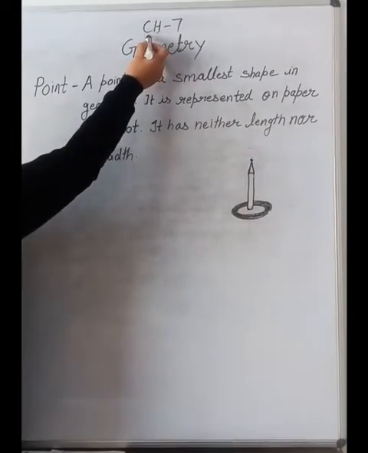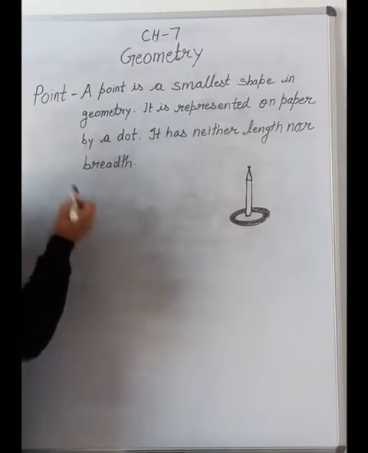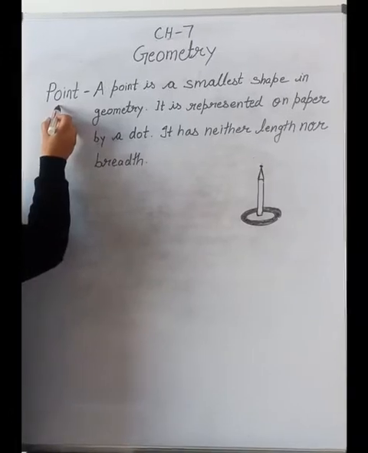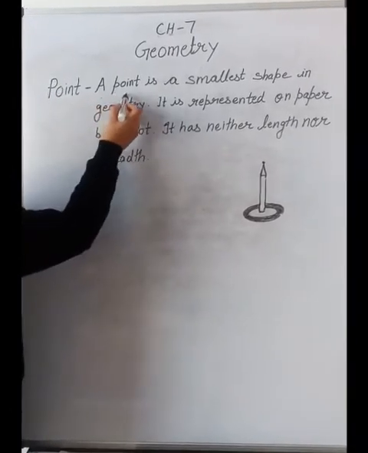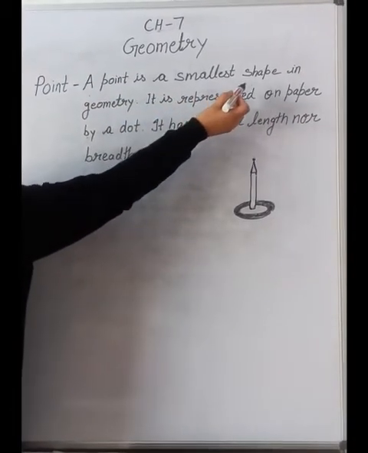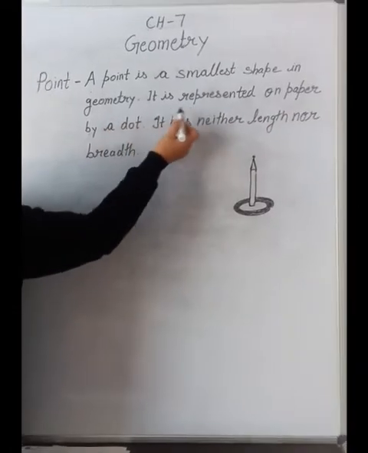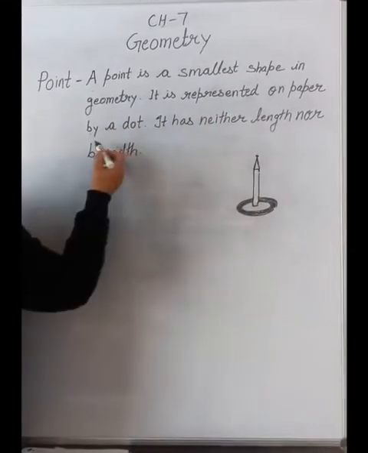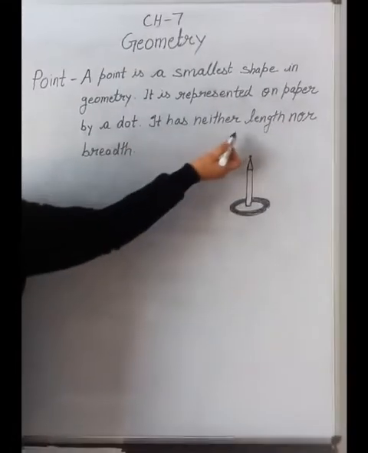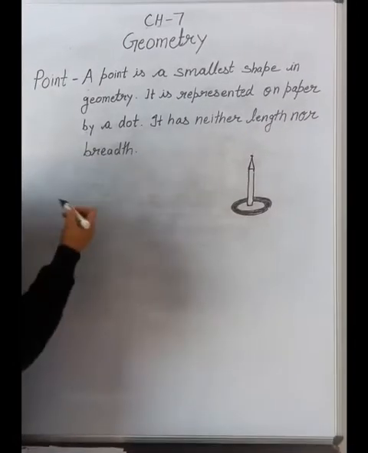Start new chapter, chapter 7, geometry. First we will discuss the definition of a point. A point is the smallest shape in geometry. It is represented on paper by a dot. It has neither length nor breadth.